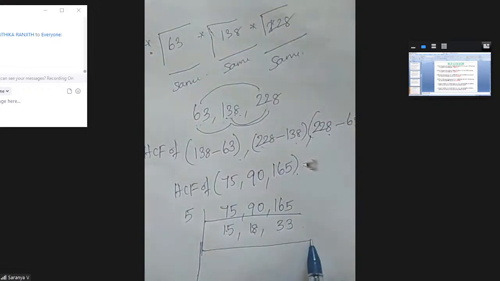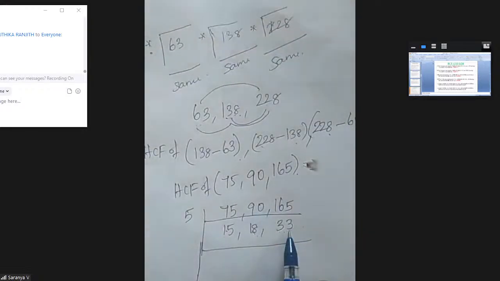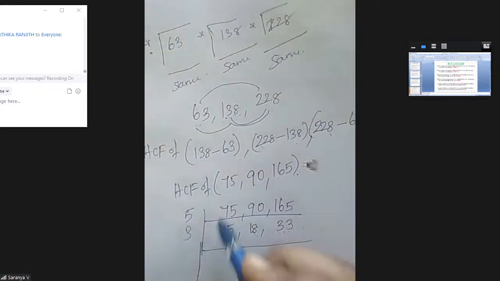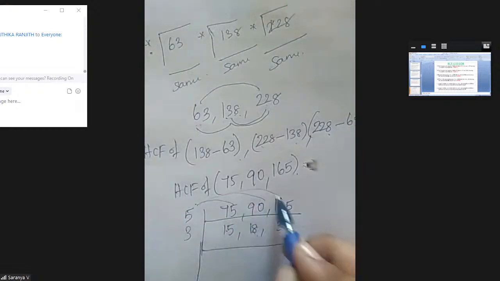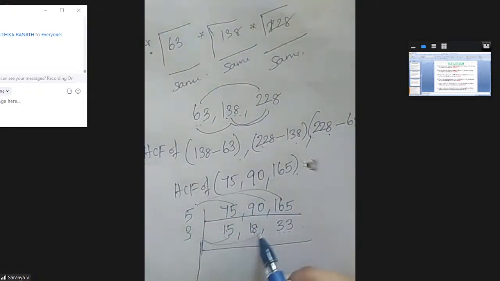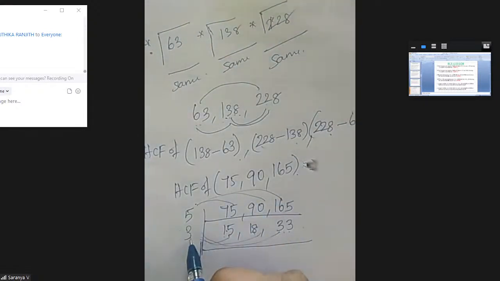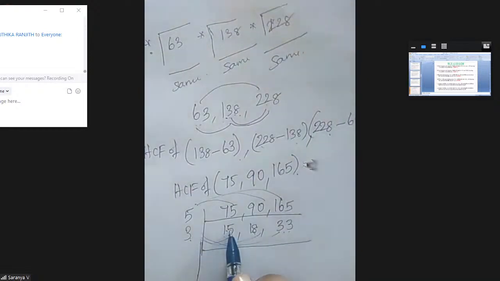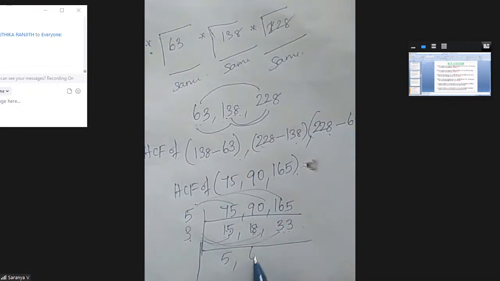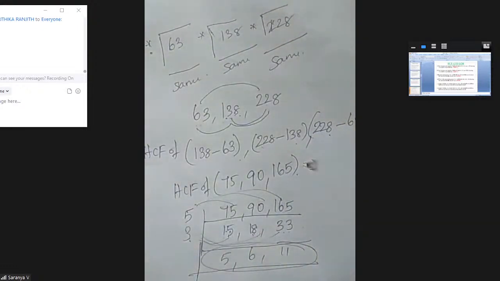You know the test of divisibility rule. Add and check. So all the three numbers will be divisible by 3. So this 5 was common for all the numbers and this 3 is also common for all the numbers. So 3 is also one of the HCF factors. So 5 times, 6 times, 11 times. After this, I'm not having any common factors.